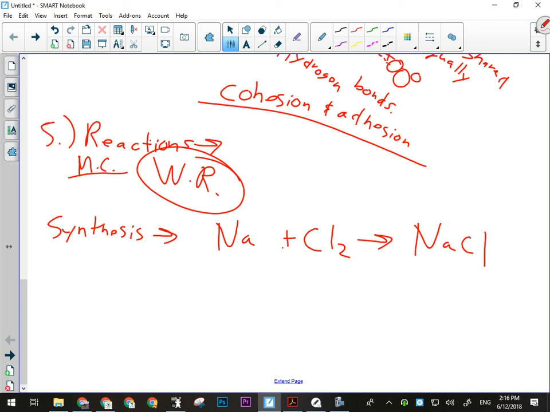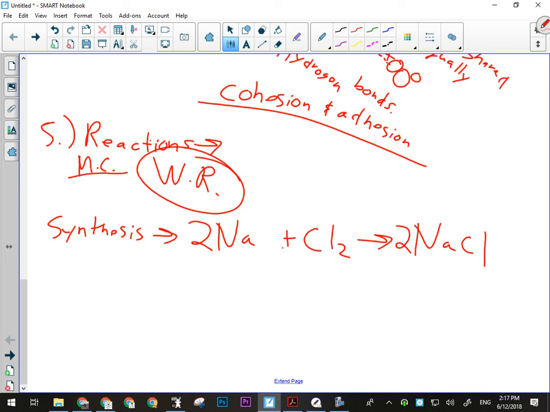Is that reaction balanced? It is not. So I need to balance it. I start with what's present in the largest number, chlorine. I put a 2 over here. Now there are 2 chlorines on both sides, but I need to put a 2 over here to make sure there are 2 sodiums on both sides. Now the reaction is balanced. Definitely something you're going to be asked to do in the written response part of your final exam.